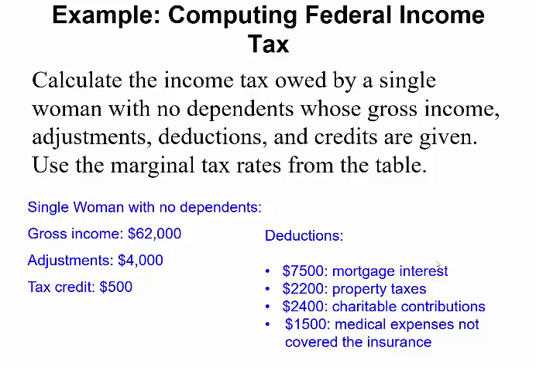All the way on her right are all her deductions. She has mortgage interest of $7,500, property taxes of $2,200, charitable contributions of $2,400, and some medical expenses not covered by insurance, $1,500. What you should immediately notice is that that $1,500 is not greater than the 7.5% I mentioned, so she will not be able to write off the medical expenses.